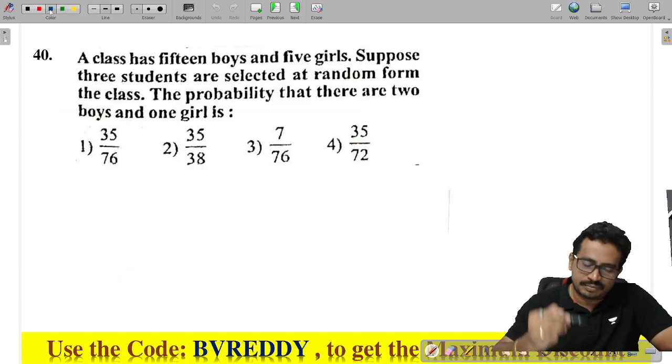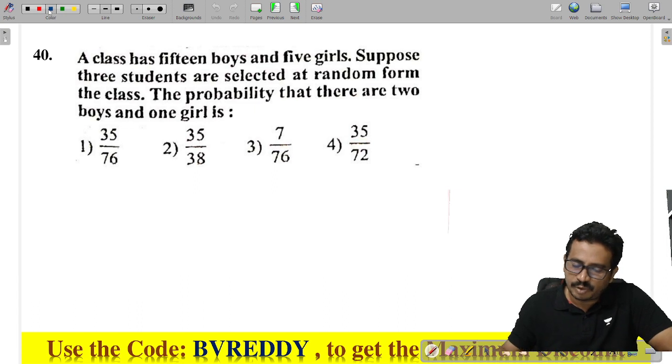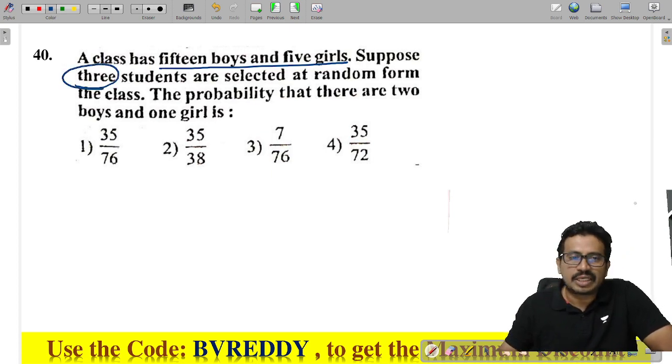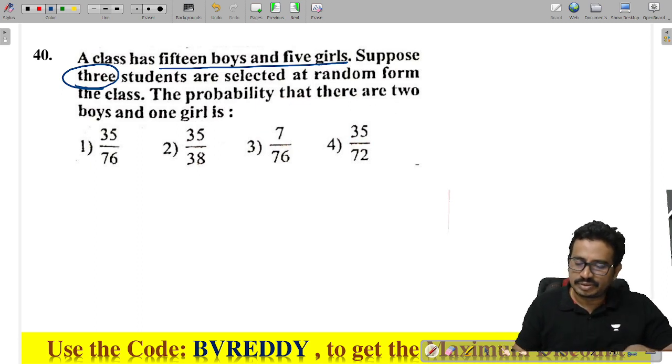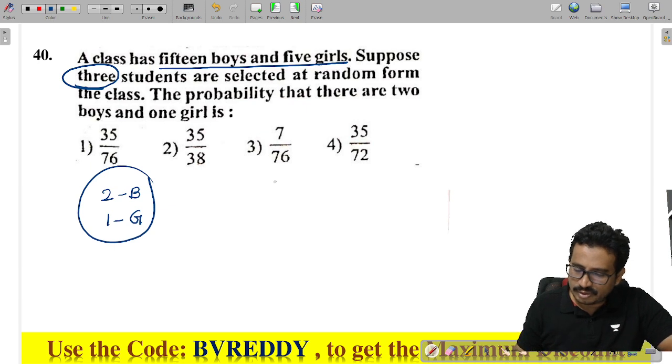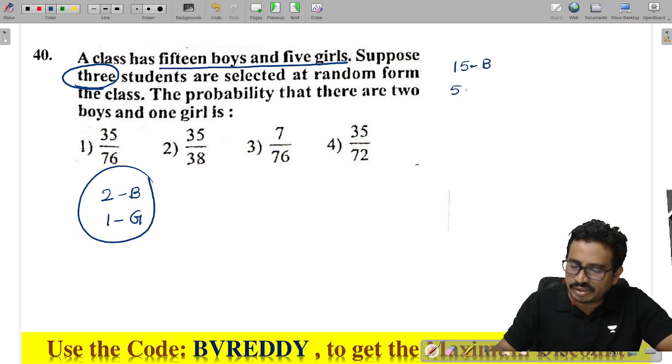Next, a class has 15 boys and 5 girls. Suppose 3 students are selected at random from the class. The probability that there are 2 boys and 1 girl. So we need to get 2 boys and 1 girl. Let us see this. Totally how many are there here? You can see 15 boys are there and 5 girls are there.